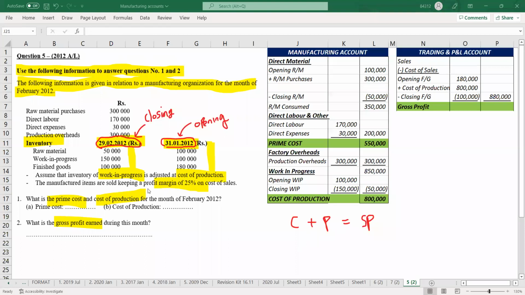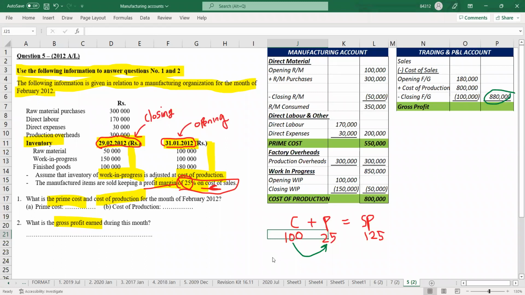They are saying that profit margin is 25% on cost. On cost means if the cost is 100, profit is 25. Selling price is 125. This is the meaning of 25% on cost. If the cost is 100, profit is 25.